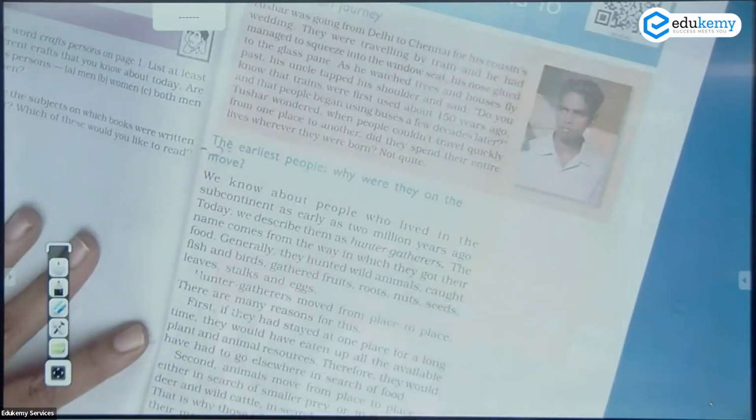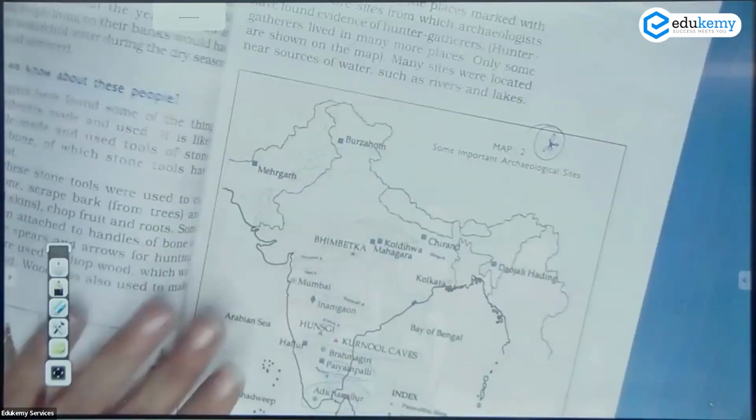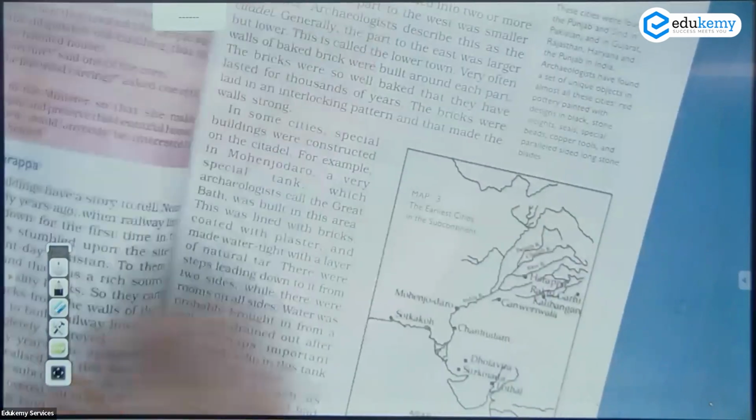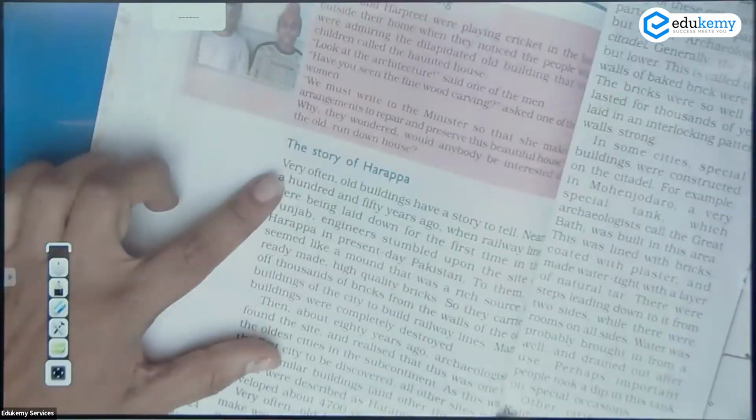Now, look at this chapter 2. Chapter 2. Again, from the hunting gathering to growing food. Again, it says that the earliest people were on the move. That is, people are moving to cities. Then you have this tools. Then you have about, okay, this is chapter 2. Let me see, this was chapter 3, I guess. Yeah. In the earliest cities is the chapter. The story of Harappa. Okay.